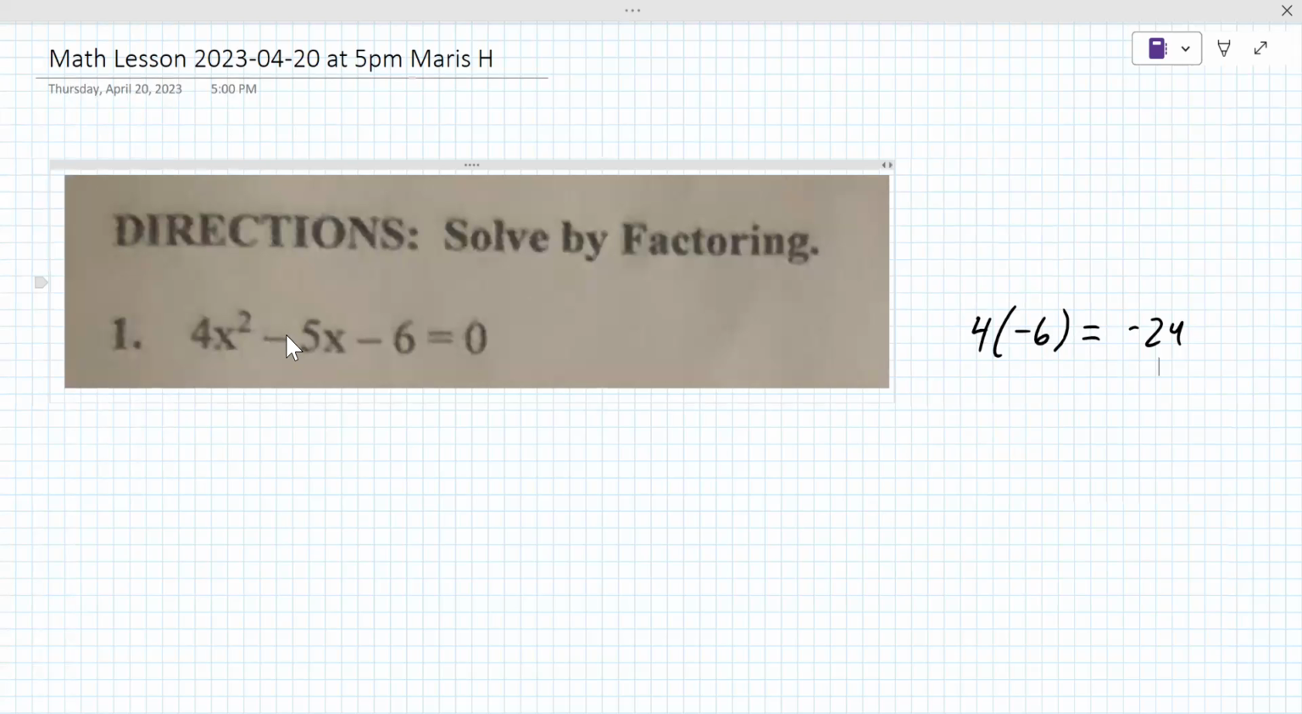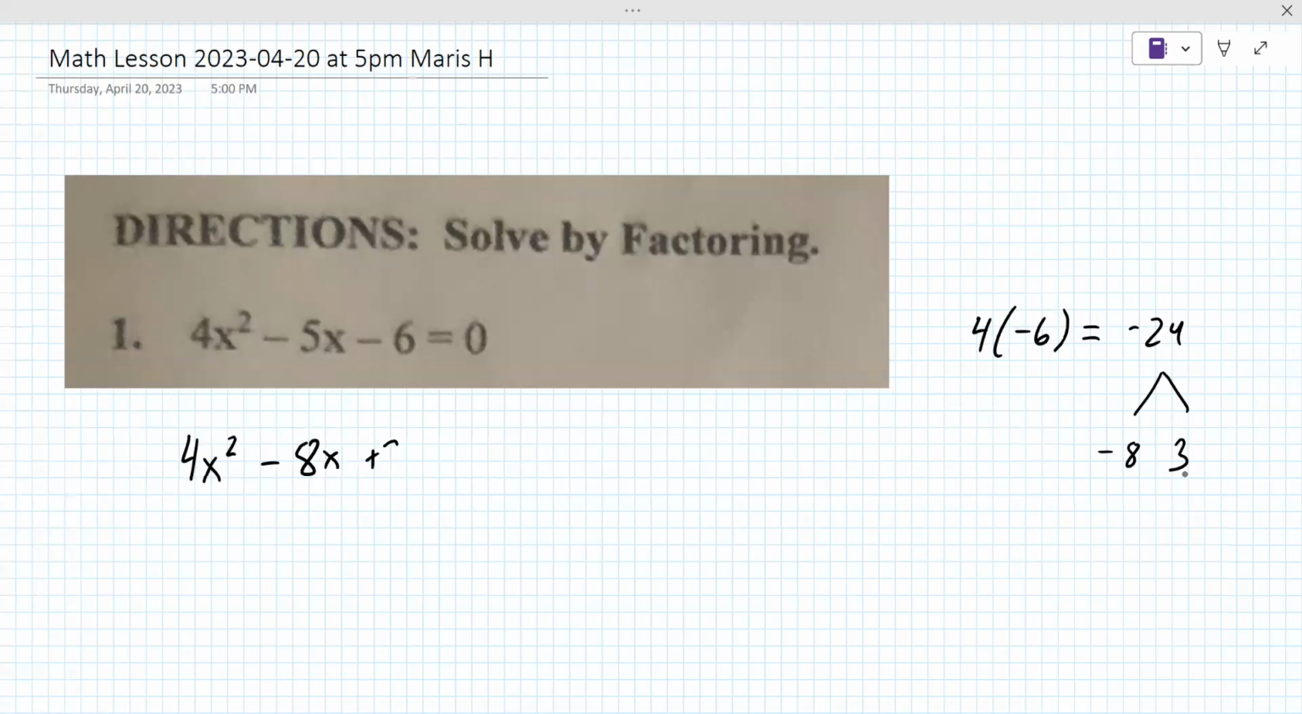Yes, very good. This could take a while, so I'll just help here because I don't want to use up our whole lesson on this. But it is -8 and 3. And then you have to decide which pair is better with 4x squared. Is it -8x or is it 3x? -8x. 4x squared -8x plus 3x minus 6 equals 0.